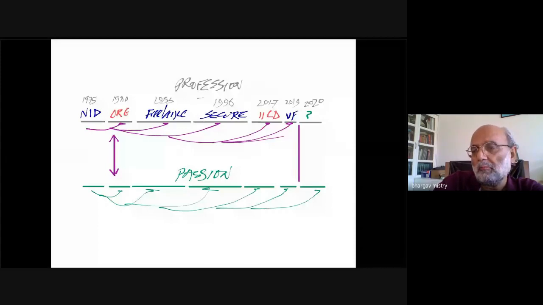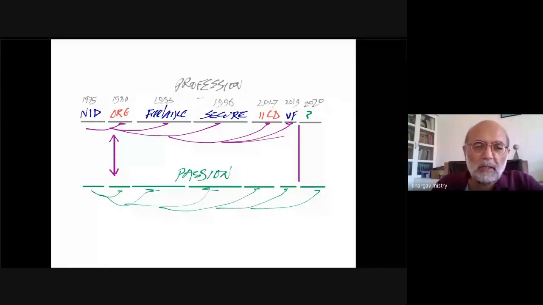After that, the VF stands for visiting faculty, and the purple vertical line shows everything that is a question mark. What's going to happen now is a turning point in all of our lives. It includes all of us.